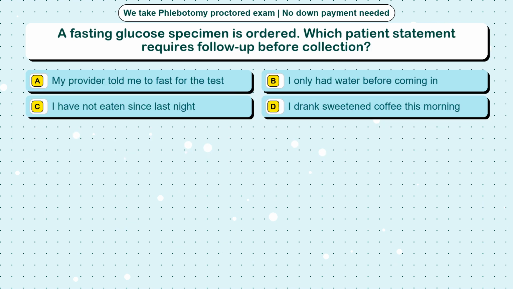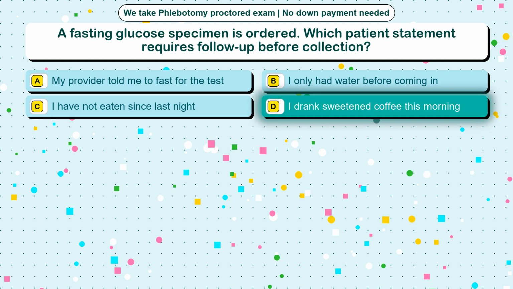Question 13. A fasting glucose specimen is ordered. Which patient statement requires follow-up before collection? Option A. My provider told me to fast for the test. Option B. I only had water before coming in. Option C. I have not eaten since last night. Option D. I drank sweetened coffee this morning.